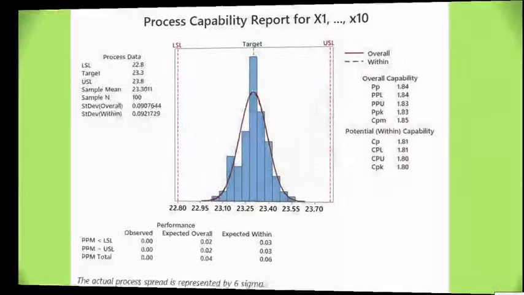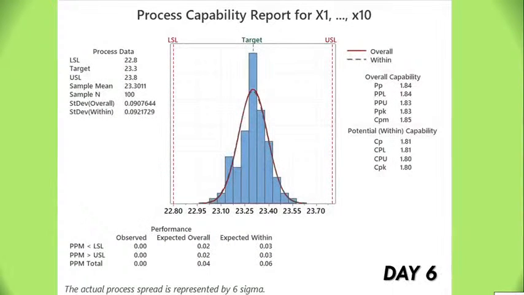On the 6th day, the CP was 1.83, which is higher than 1.33 and almost equal to 2, which means that the process was highly adequate. Now the process is centered on the target of 23.3 kilograms.